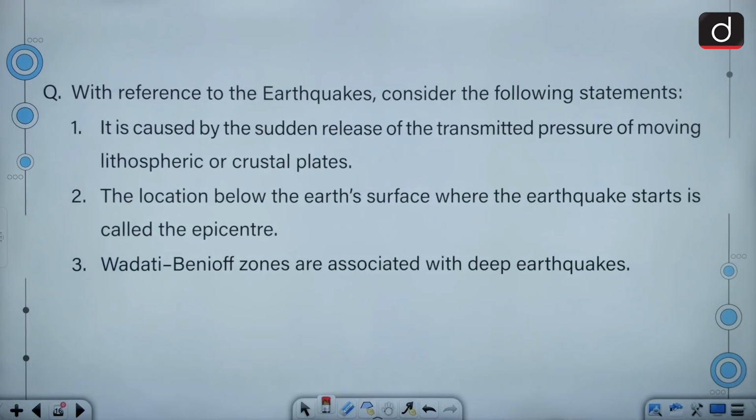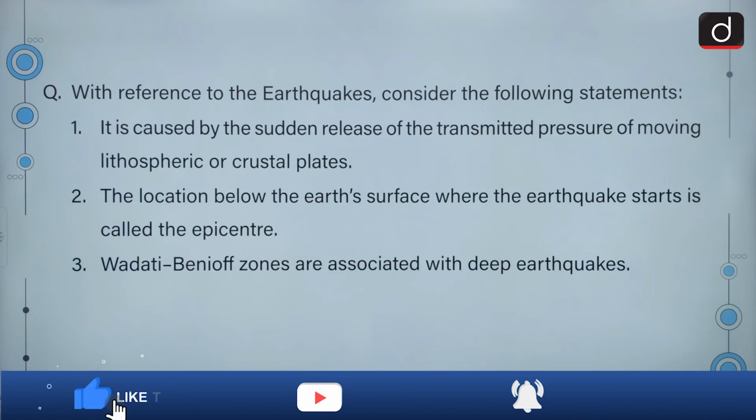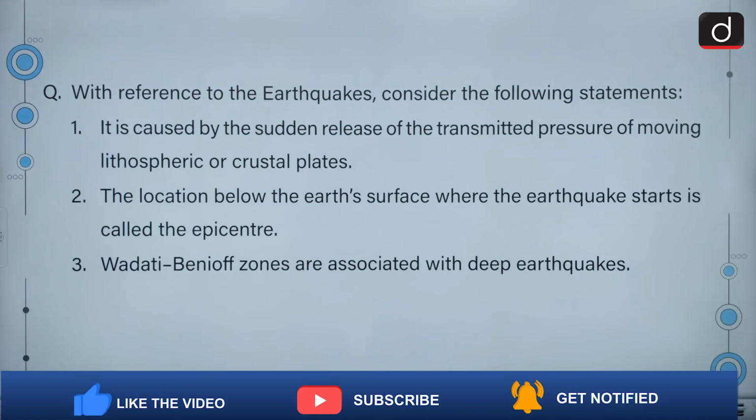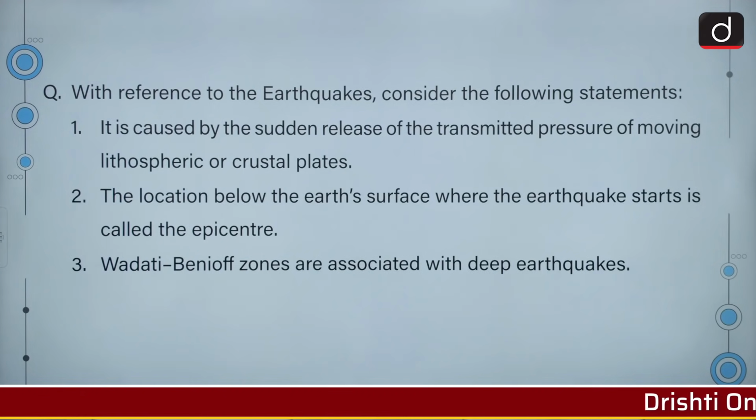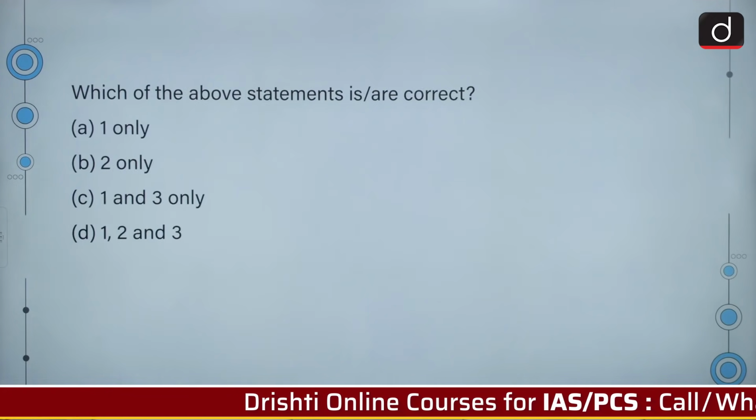Moving on, with reference to the earthquakes, consider the following statements. It is caused by the sudden release of the transmitted pressure of moving lithospheric or crustal plates. The location below the Earth's surface where the earthquake starts is called the epicenter, and the Vadati-Benioff zones are associated with deep earthquakes. So what do we have to do? We have to select the correct statement.